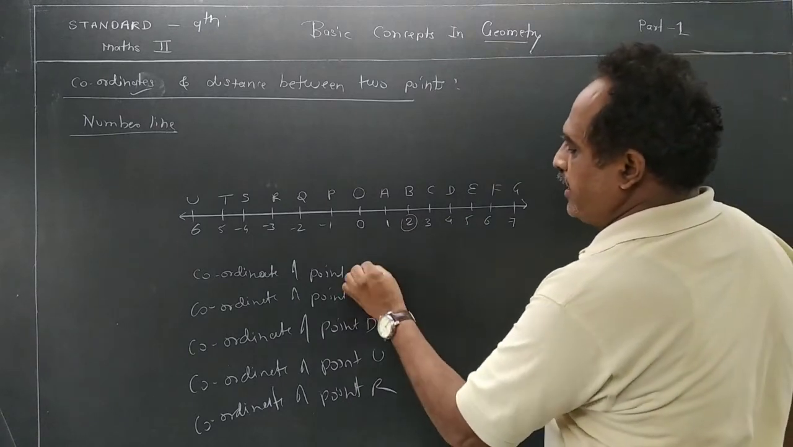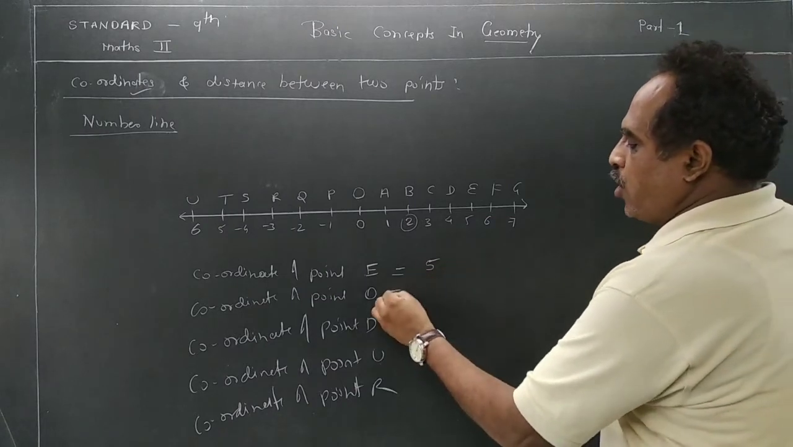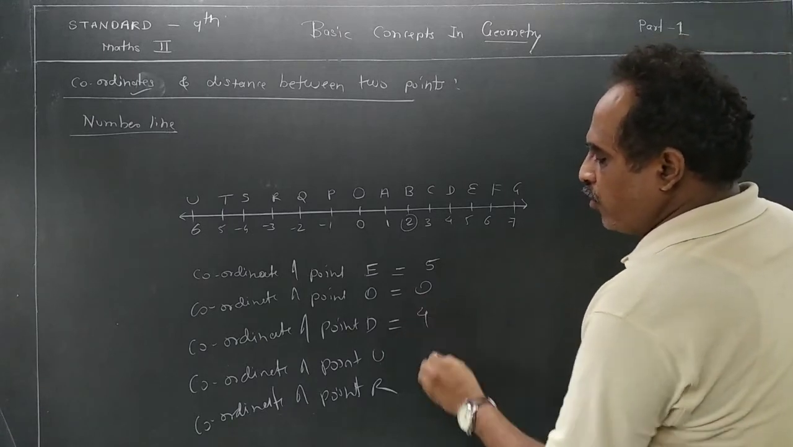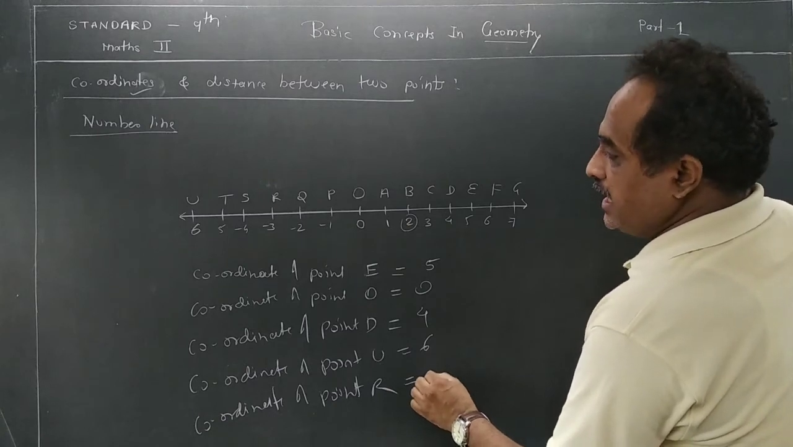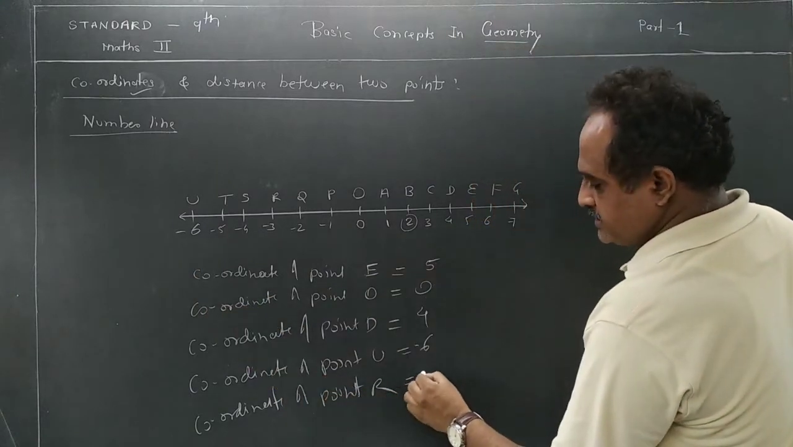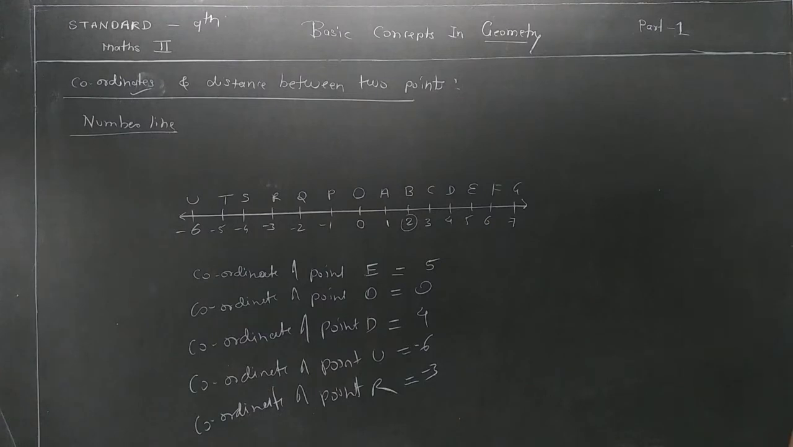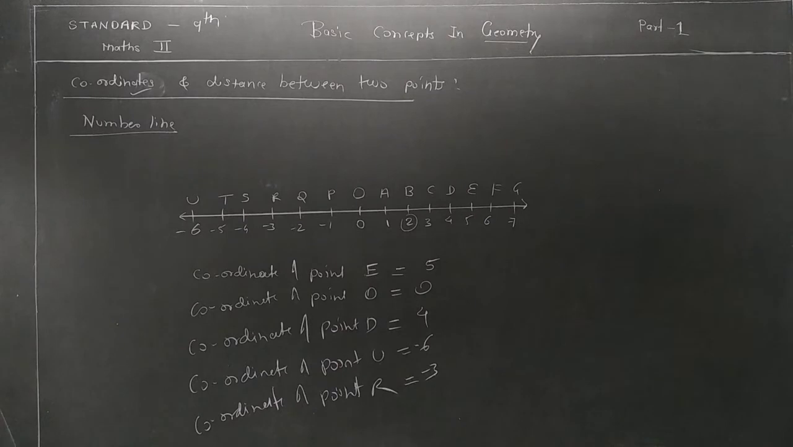What is the coordinate of point E? What is that? 5. Coordinate of O is 0. Coordinate of point D is 4. Coordinate of point U is 6. Coordinate of point R is -3. This way you are going to write the coordinates of these points. Have you understood this? If not, you draw a line and you write this down.